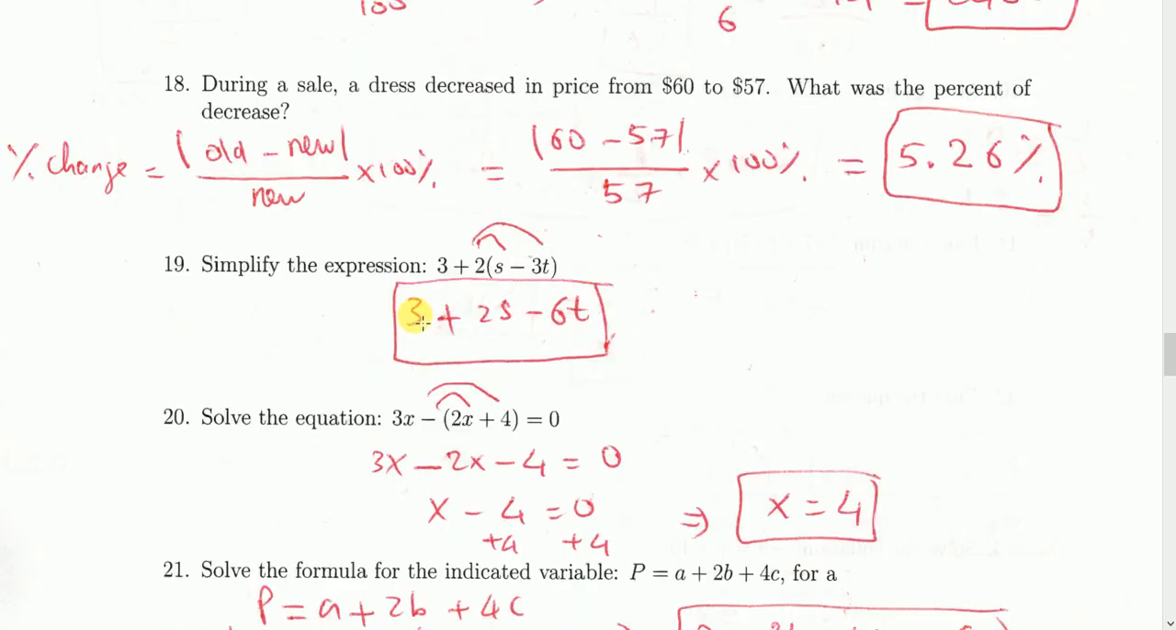Simplify the expression. Now we need to take care of stuff inside the parentheses first. So 2 multiplied with s gives you 2s. 2 multiplied with minus 3t gives you minus 6t, and then add the 3 in the front. And we cannot simplify them because they don't have any like terms.